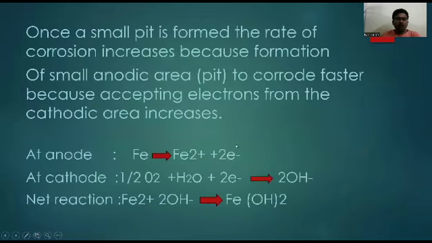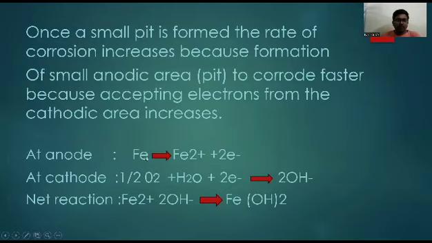Once a small pit is formed, the rate of corrosion increases because of the formation of a small anodic area. A pit means a small type of hole. It corrodes faster because the acceptance of electrons from the cathodic area increases. A pit is formed on the metal surface because of chemical reactions. It causes great loss to the industries.